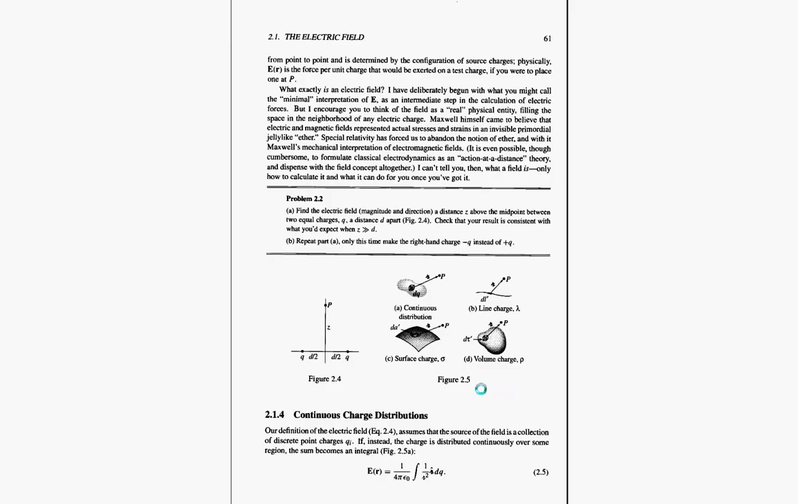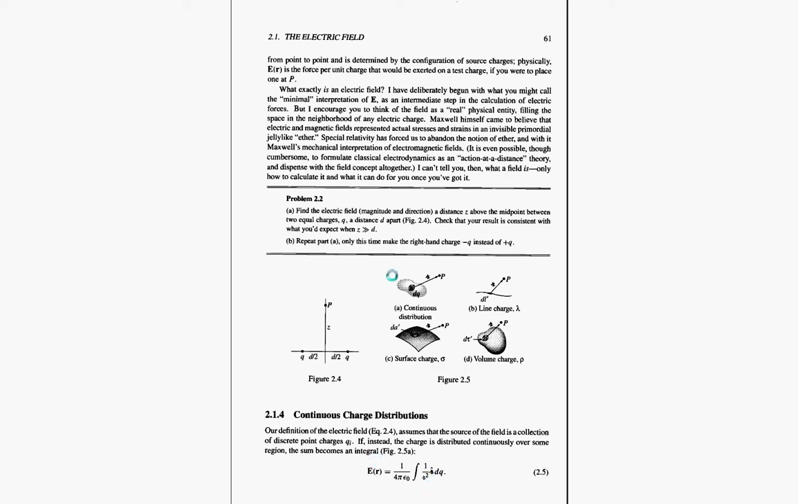First, the field. We have just considered a point charge. How about continuous charge distributions? By superposition, we have a summation, and we just change it into an integration. We have this equation 2.5.